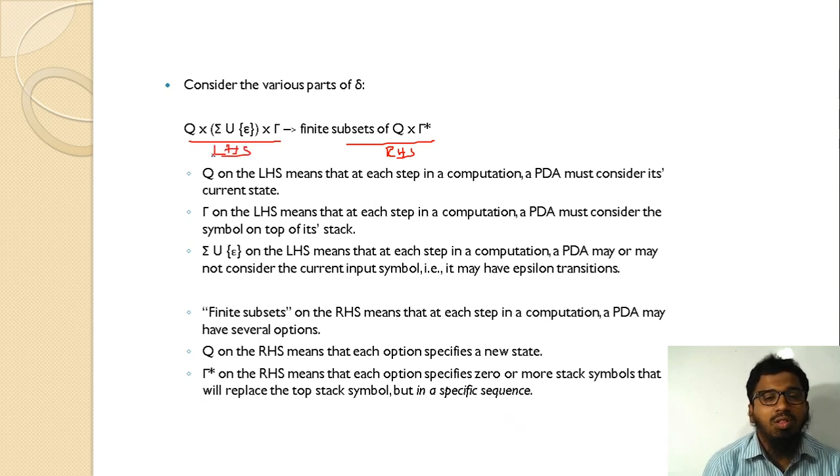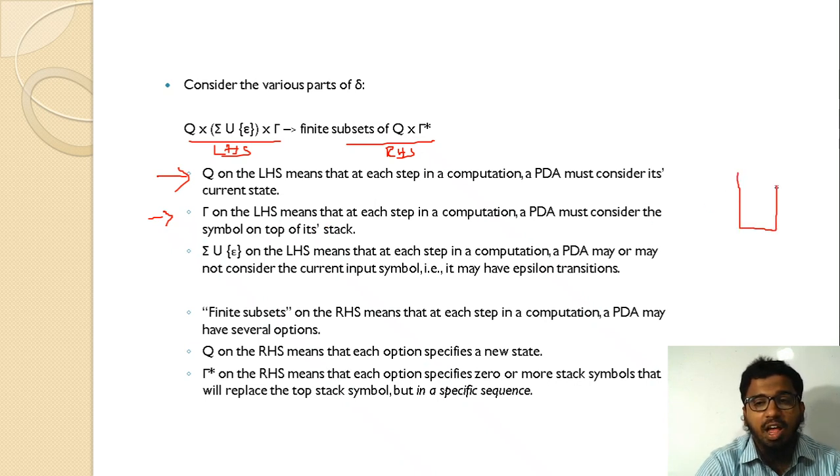Okay, so Q on the left-hand side means that at each step in a computation, a PDA must consider its current state. Whenever Q is on the left-hand side, that must be considered as the current state. And what is tau? Tau on the left-hand side means that at each step in a computation, a PDA must consider the symbol on the top of the stack. Whenever we have a stack, maybe you will have some values.